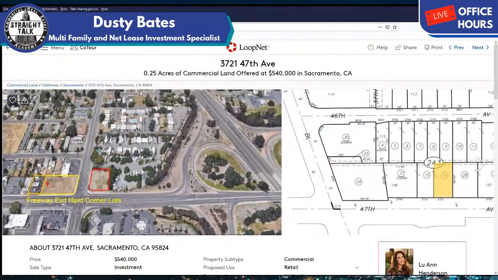So those are some of the things to look for. Close proximity to the freeway.